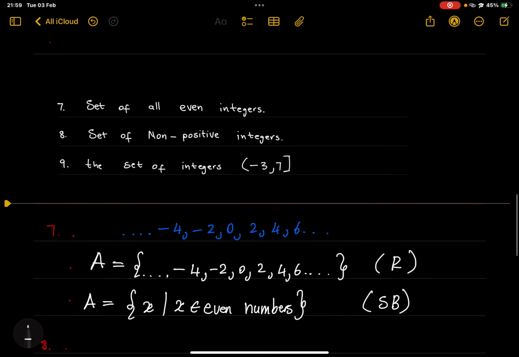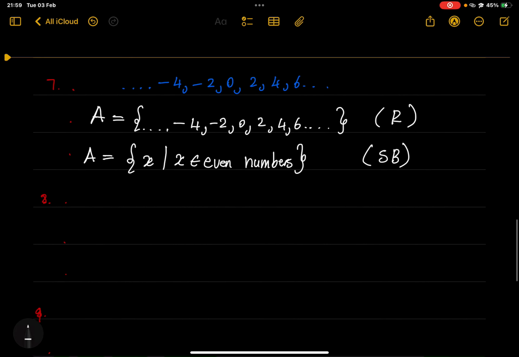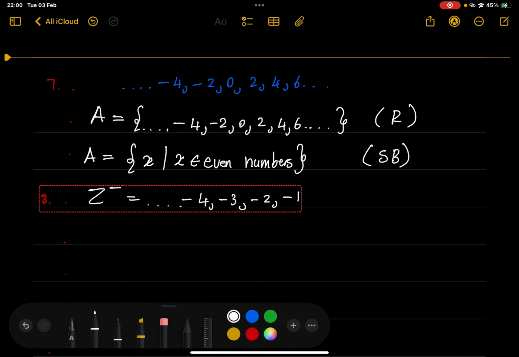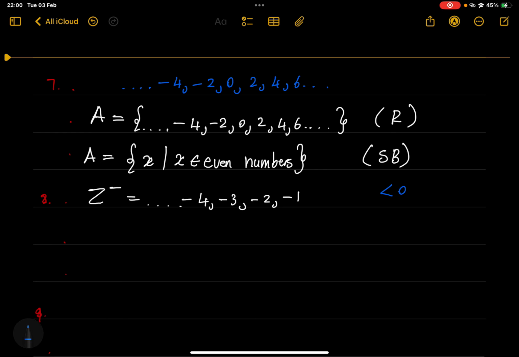So moving to number 8, set of non-positive integers. Non-positive integers, they are referring to negative integers. So our negative integers are what? We don't know where they start. Instead, we're going to just take -4, -3, -2, -1. We cannot take 1. We cannot take 0, but 0 is an integer. But then remember, negative integers are integers that are less than 0.